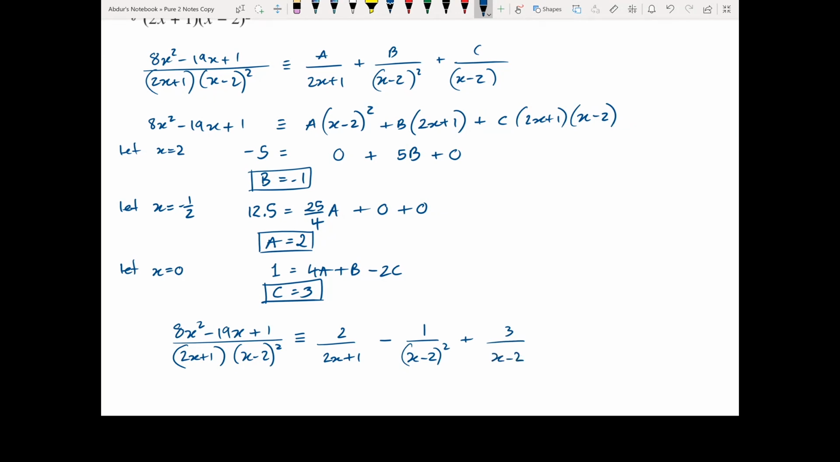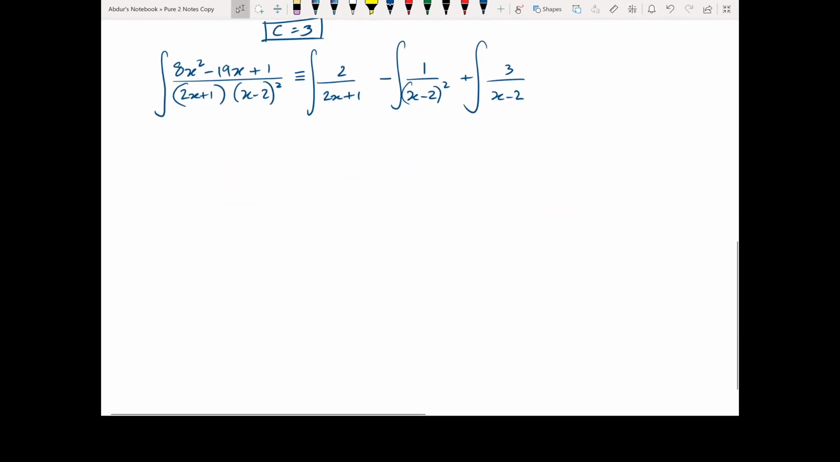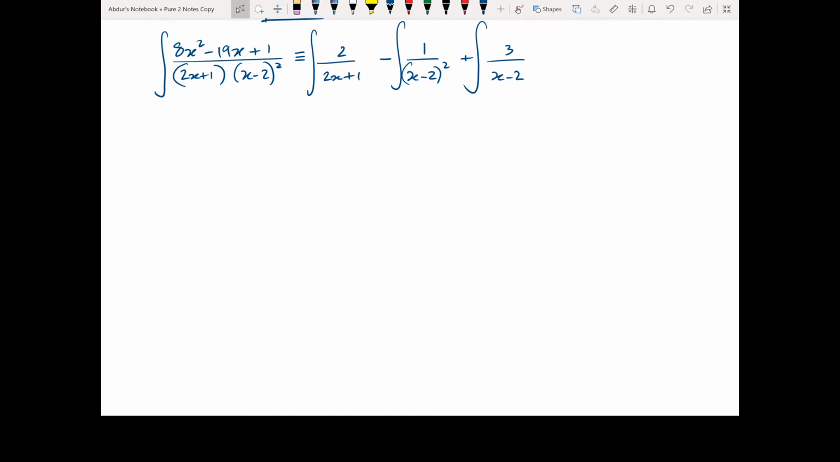Now, that's the first step. Now we can actually go and start doing the integral. So we can then say that the integral of this left-hand side fraction is equivalent to the integral of each of these individual fractions. Okay, and we are now able to start the process of integration.